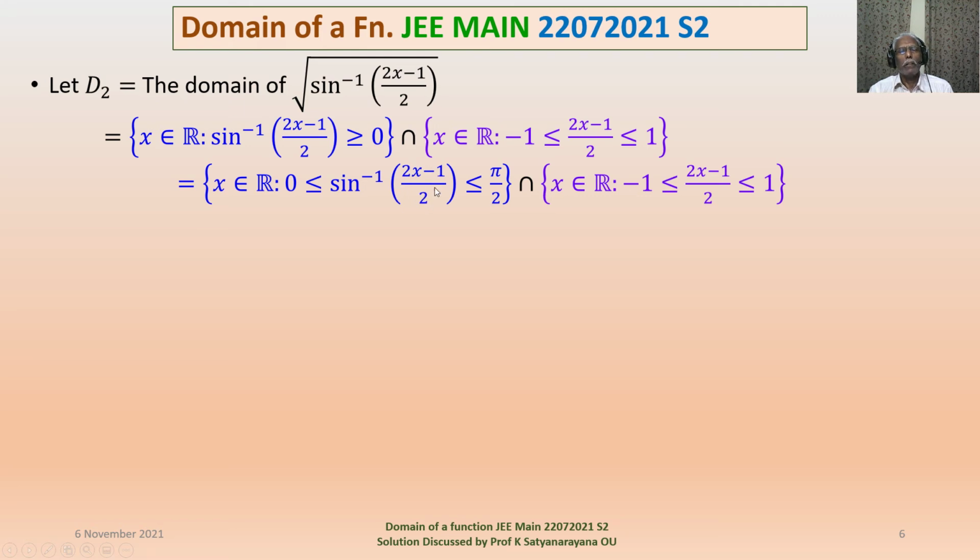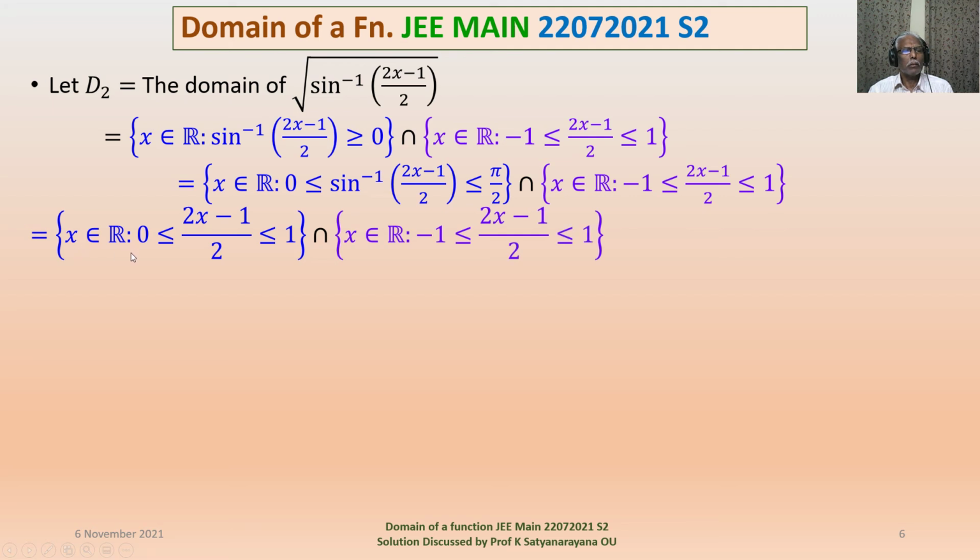So I will see what happens in the first. It is the set of all those x belongs to R, 0 less than or equal to (2x minus 1) by 2 less than or equal to sine of pi by 2, that is 1, intersection this second bracket. Now this is the same function, (2x minus 1) by 2. So the intersection is the common portion, and the common portion is the first bracket.